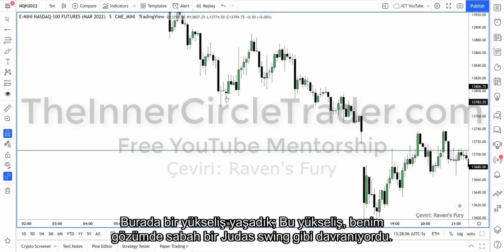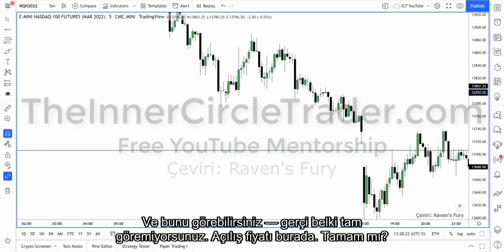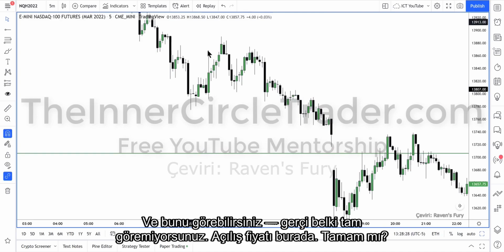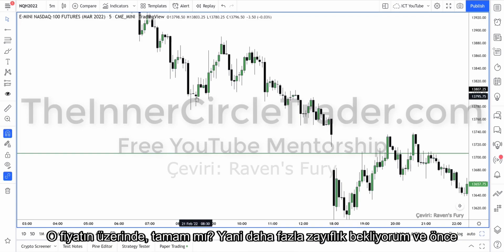All right, so we had this rally up which in my mind was acting like a Judas swing in the morning. Okay, so here's 8:30. It starts to run higher. So I want to be in going short at this candle's opening. And you can see that open. Well, maybe you can't see it. The opening price over here, okay? Here is 8:30's candle right there. The opening at 13,798.5. So I want to be preferably going short something above that price. Okay, so I'm anticipating further weakness.